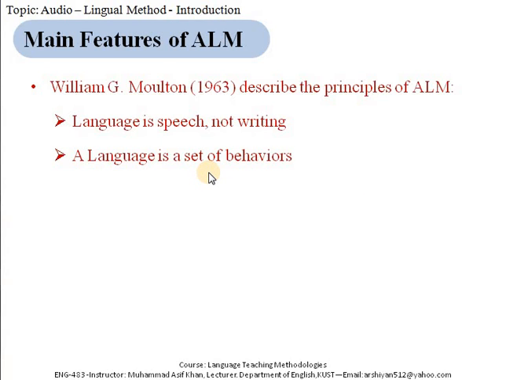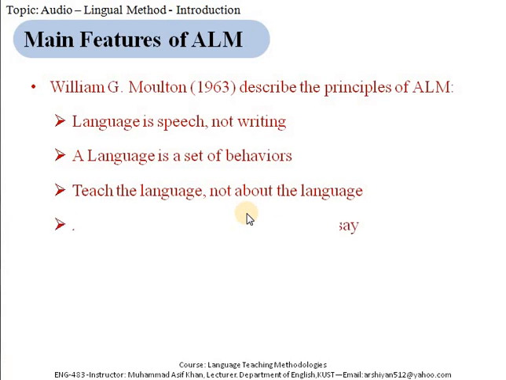The third thing which he suggested is that we should teach the language, not about the language, as we were doing in the grammar translation method. There, when the teacher describes the rules of the grammar, actually he is talking about the language and he is not teaching the language. So to Moulton, the basic thing is that we should teach the language, not about the language.